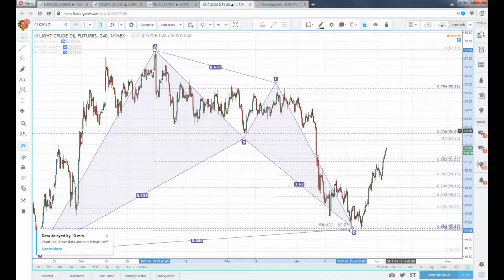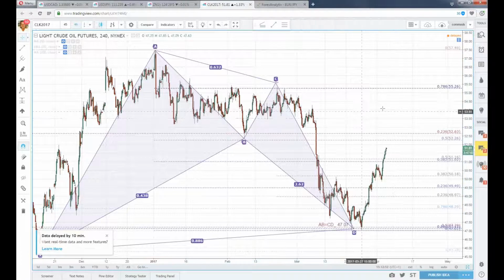So it'll stop at 52.63, which is the retest of the 236. That would be very bearish if we stop there. And otherwise, I think we see 55.26. So those would be my two levels.